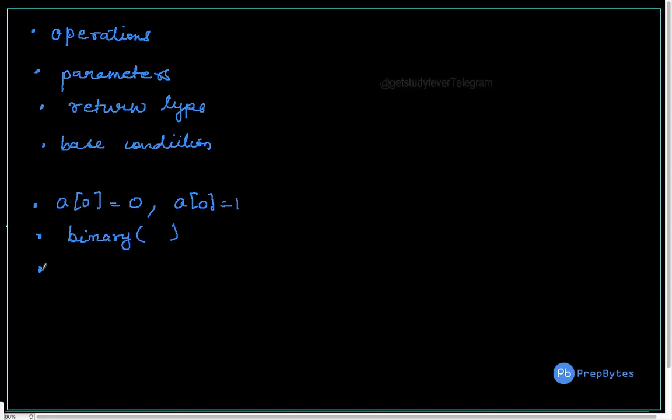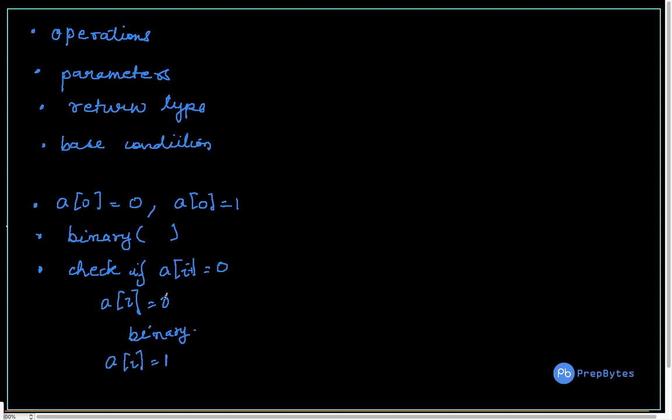In this method binary, I'll check if a of i minus 1 is equal to 0, then I'll simply do a of i is equal to 0, and I'll call binary again. And then I'll do a of i is equal to 1, because I have to check both the options, right? Because I have to put both 0 and 1 at that particular place. And then I'll call binary again. And if we have a of i minus 1 not equal to 0, then I have only one option. I'll put a of i is equal to 1, and I'll call the binary method.